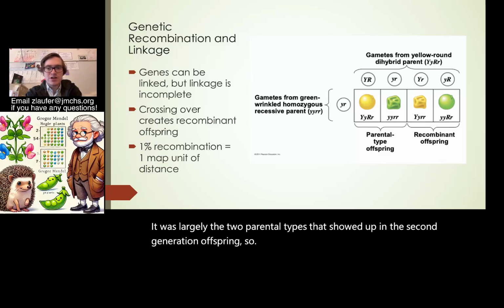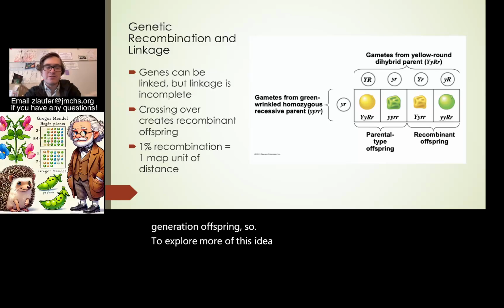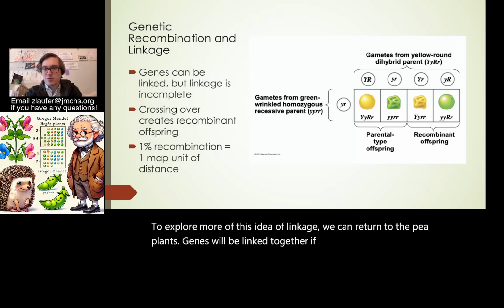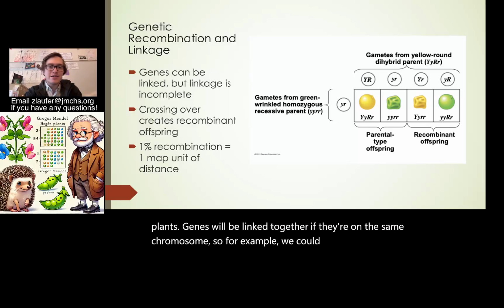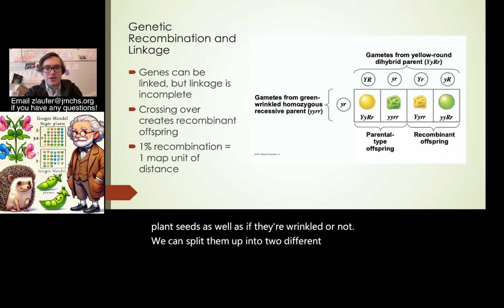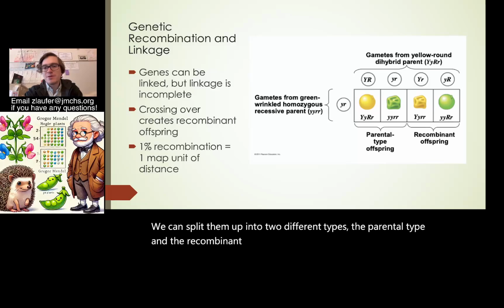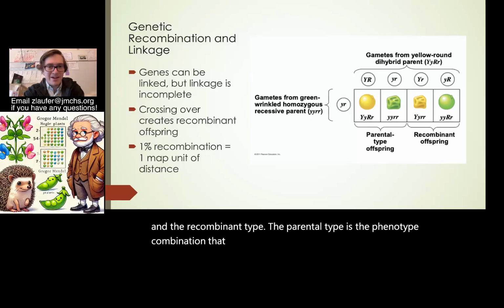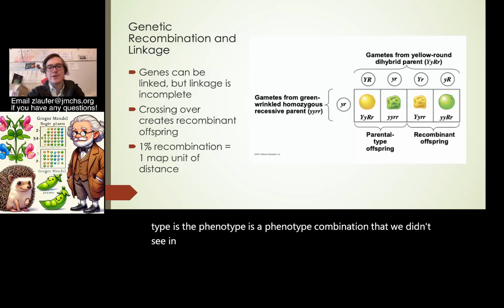So, to explore more of this idea of linkage, we can return to the pea plants. Genes will be linked together if they're on the same chromosome. So, for example, we could have the color of pea plant seeds as well as if they're wrinkled or not. And we can split them up into two different types, the parental type and the recombinant type. The parental type is the phenotype combination that we saw in the parents, and the recombinant type is a phenotype combination that we didn't see in either parent, but is rather a mix of the two. It's recombining genes from the two parents.